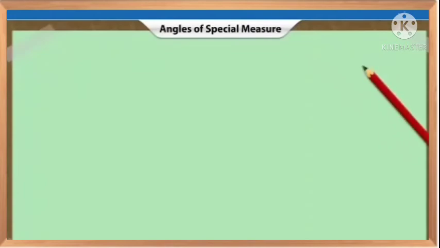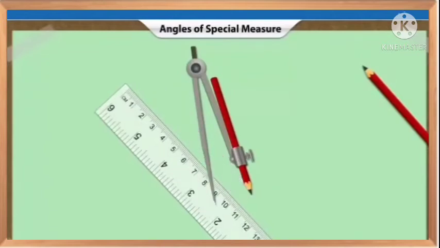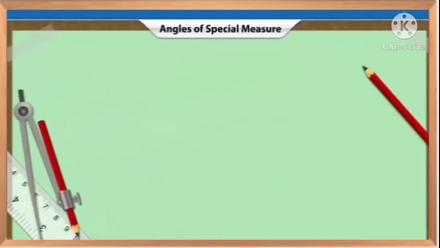You have seen how to construct an angle using only a ruler and a compass. Now, let's look at constructing a few angles of special measure using only a ruler and a compass. In this animation, we look at constructing angles measuring 60, 120 degrees.